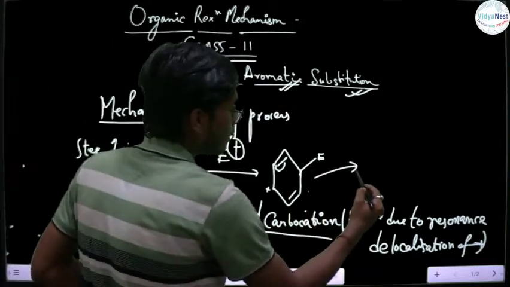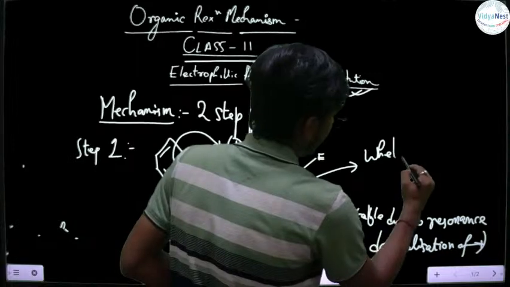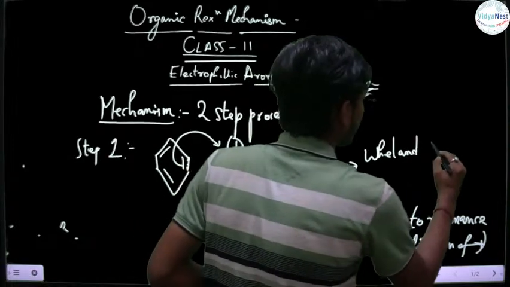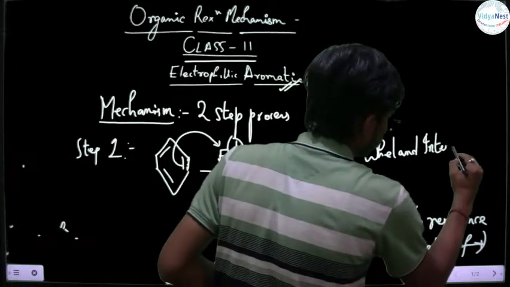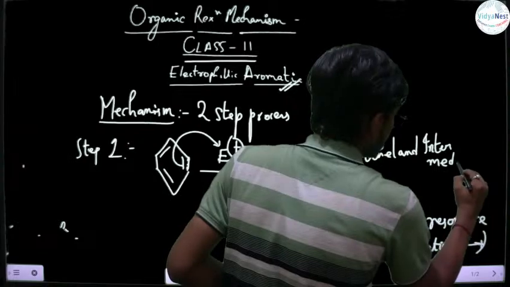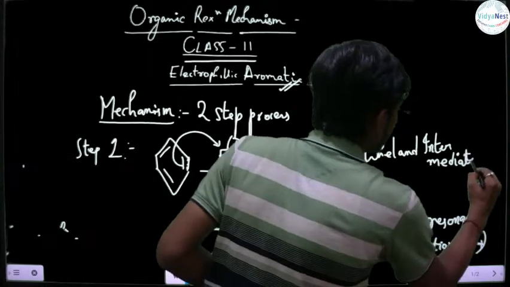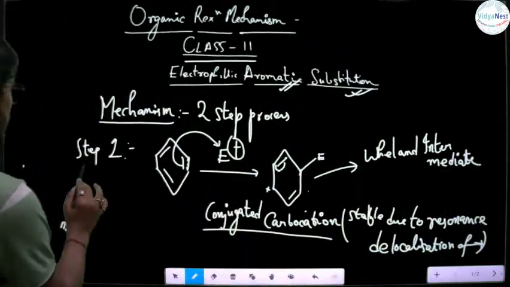So we have a resonance stable conjugated carbocation over here, and this has a name. This is known as the Wieland intermediate. This intermediate has a name called the Wieland intermediate. Whatever I have discussed over here, I can just go through it once more.